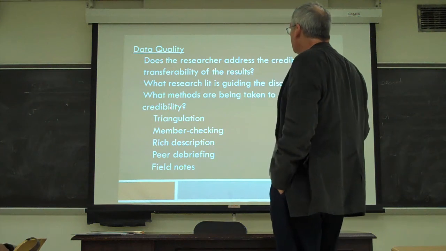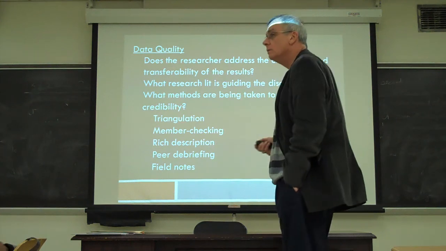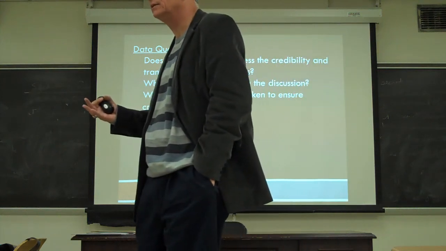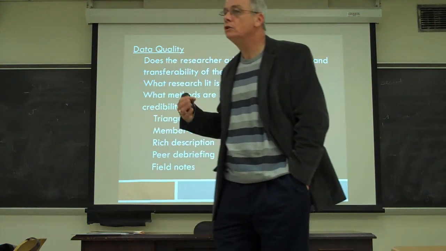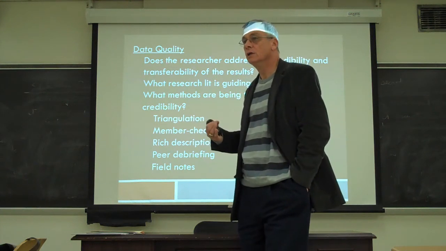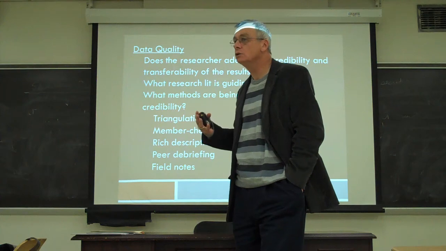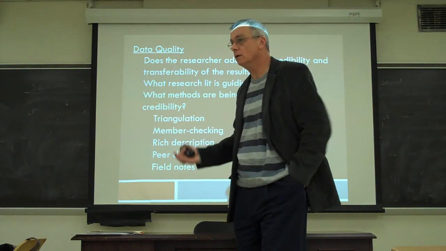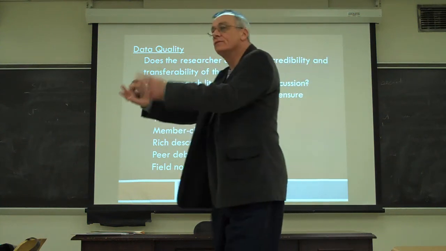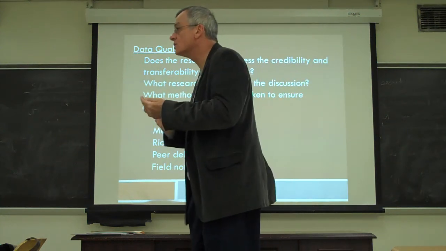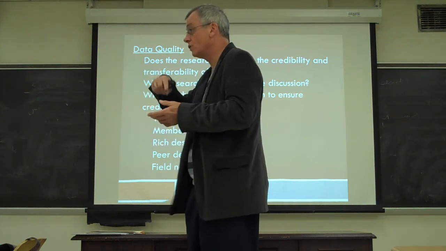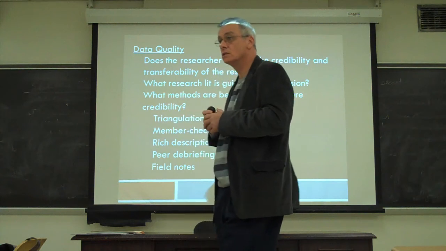What methods are being taken to ensure credibility? In qualitative methodology, usually there's more than one form of data that's collected. What we do in qualitative is something called triangulation. Triangulation means I usually try to collect multiple forms of data: interview protocol, documents, observational notes. That's 3 different types of data. This way I can check across the data to see that trends are kind of consistent across.